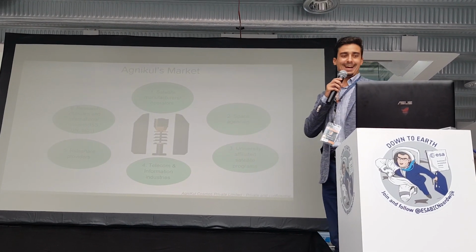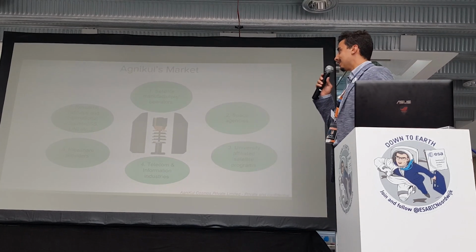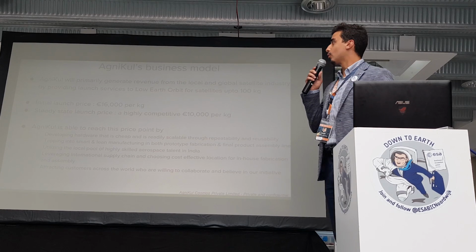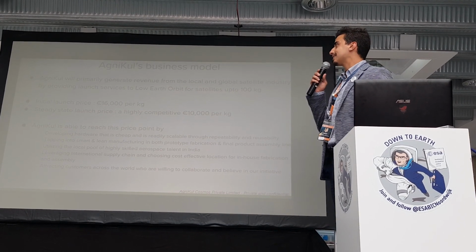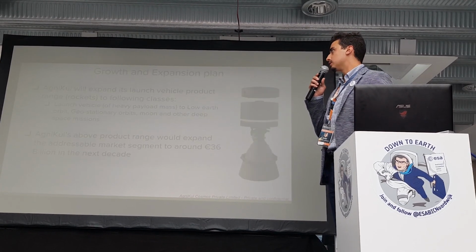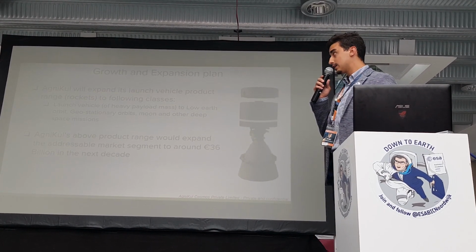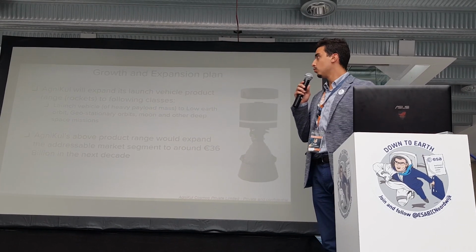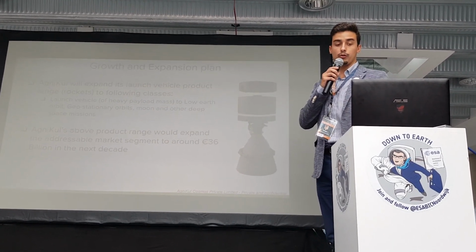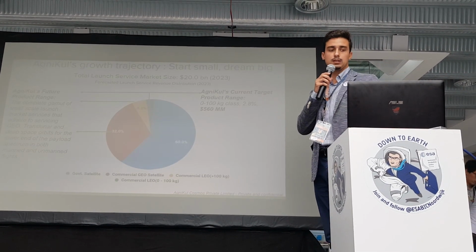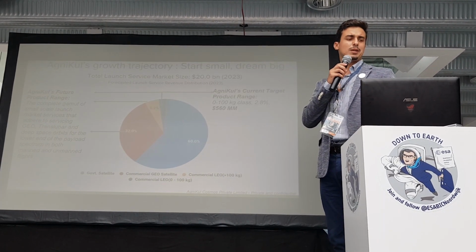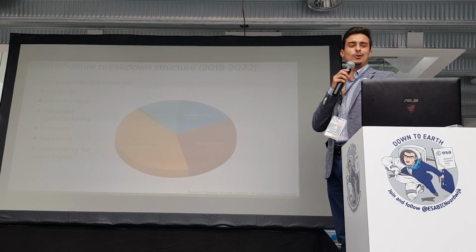This is the Agnicool market. Like all the people that are launching satellites, our business model is to try to get 16,000 per kilo, the lowest price in the market. We aim to expand, so we are aiming to go then for geostationary orbits and to other rockets that could carry more mass. This is our growth trajectory. I can talk a little bit about that if you want. Then our cost structure as well.